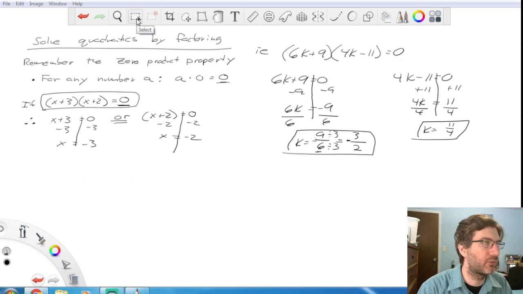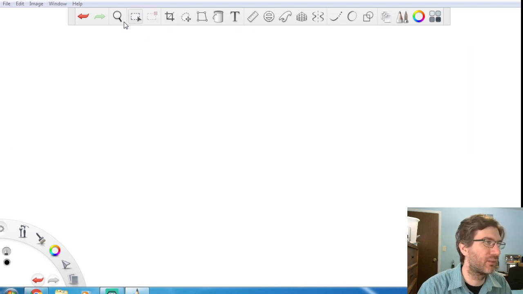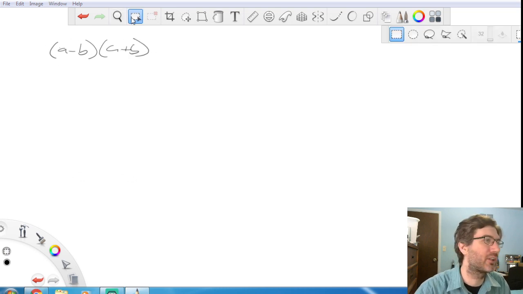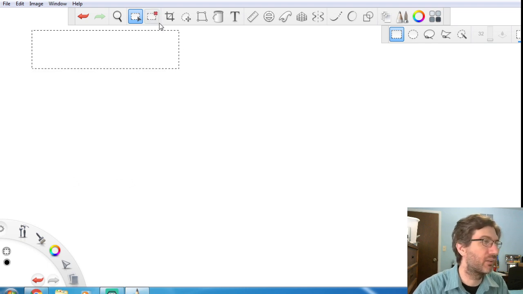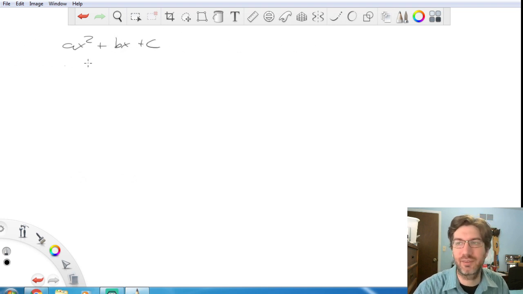Unfortunately, sometimes when you get your quadratics, they're not written in the form of like x minus a and x plus b or whatever. They're not written in this form. They're written in your standard form, which is your ax squared plus bx plus c. So they're going to be written like this, and in that case you need to factor in order to get it into that form. So you're just going to add that step to it.